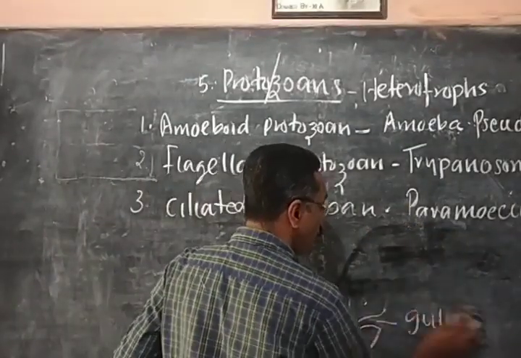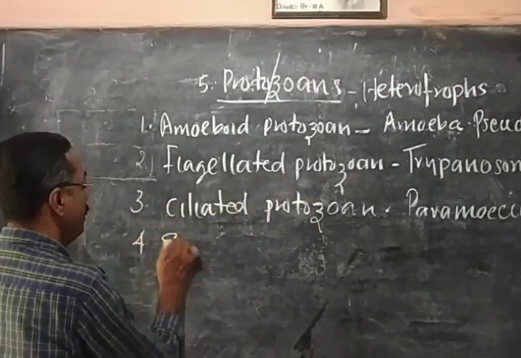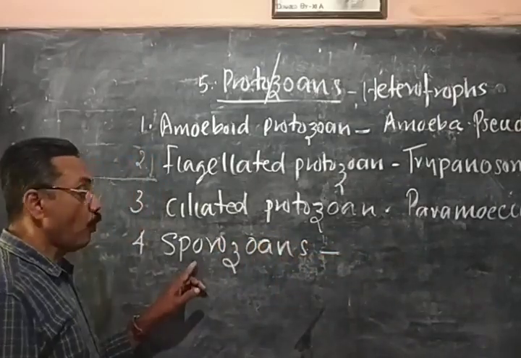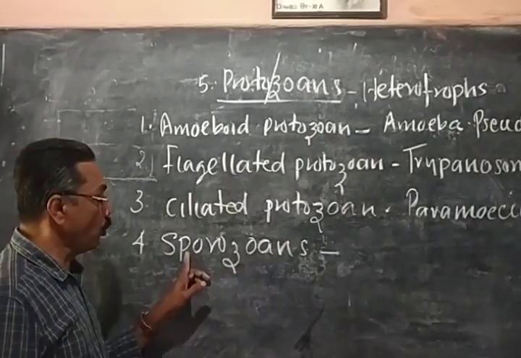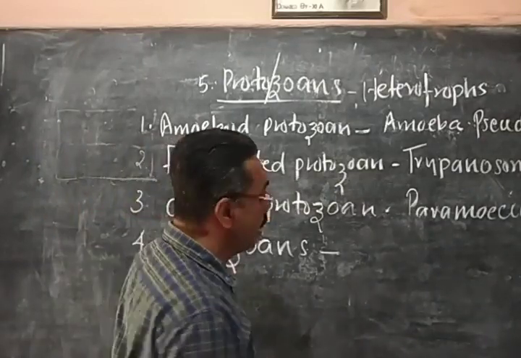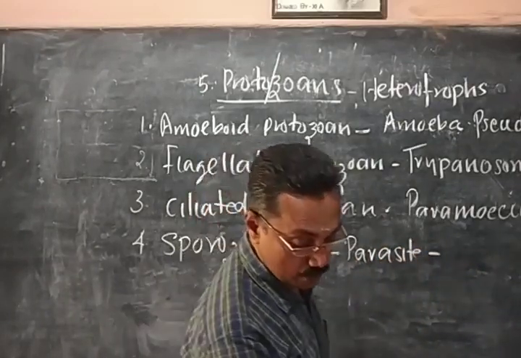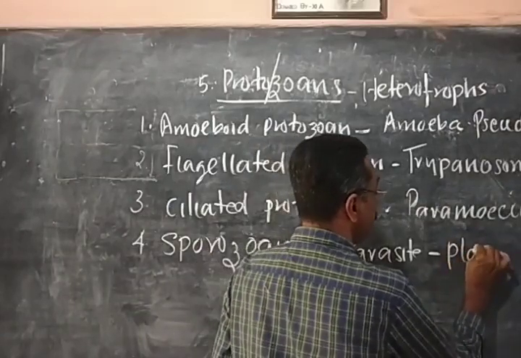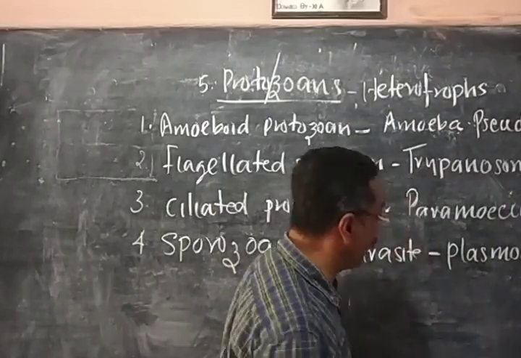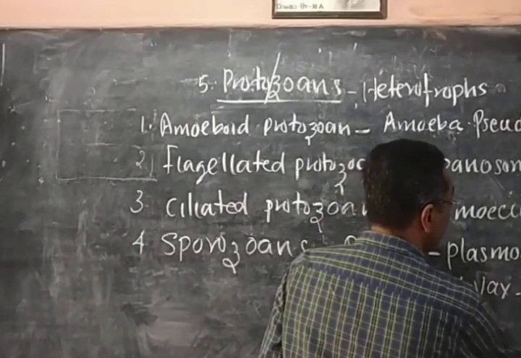Then the fourth group of organisms are called sporozoans. Spore producing animals are called sporozoans. Zoan means animal. And these organisms are totally parasites, 100% parasites. For example, Plasmodium vivax, which causes malaria, is called the malarial parasite.